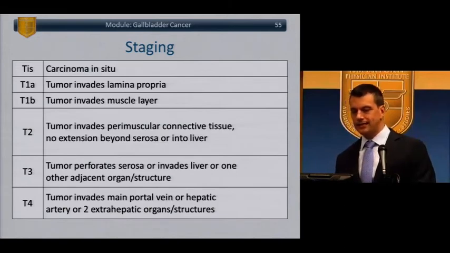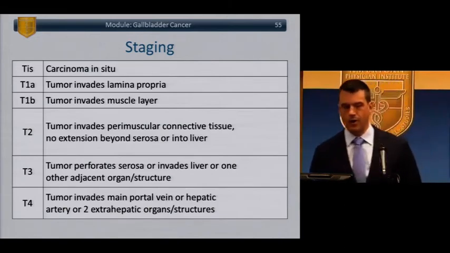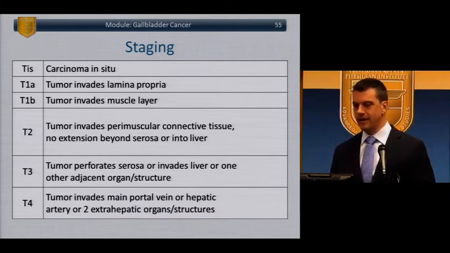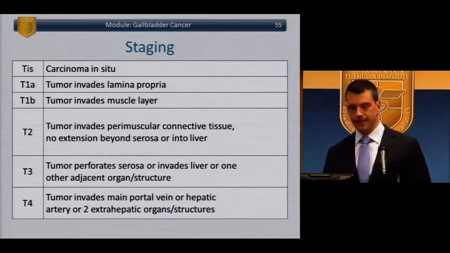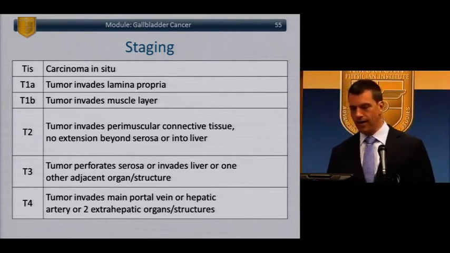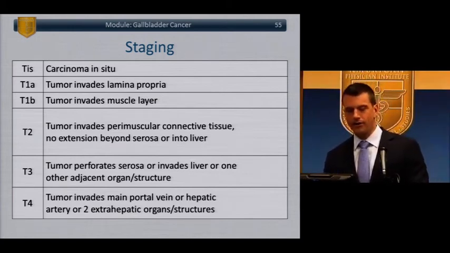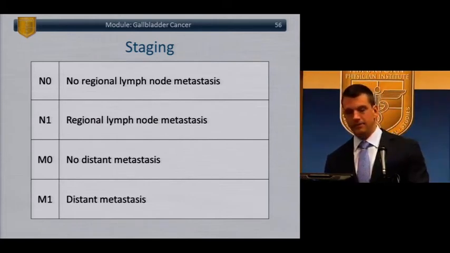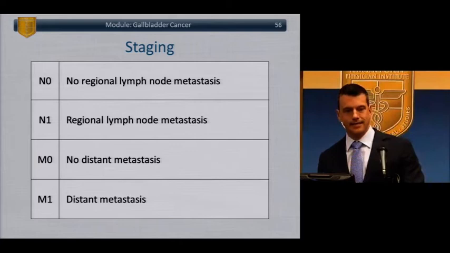So the staging: tumor in situ is just carcinoma in situ. T1A invades the lamina propria. T1B invades the muscular layer. T2 now invades perimuscular connective tissue, but does not go beyond the serosa. T3, it perforates the serosa and invades something adjacent, and then T4, you're into the main portal vein, hepatic artery, or 2 extrahepatic organs and structures. Again, N0, N1, whether there's lymph nodes or not, and then M0, M1, whether there's distant metastatic disease or not.